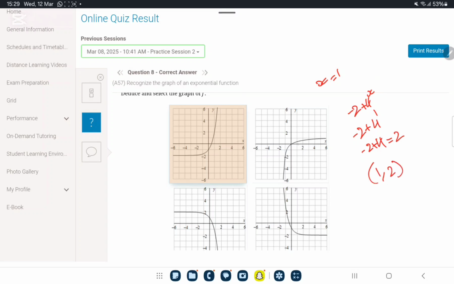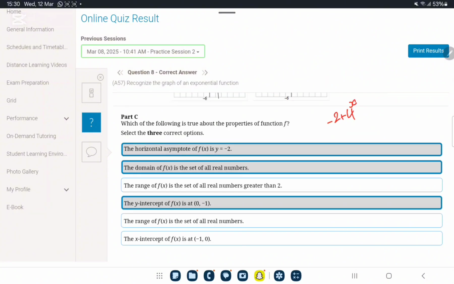You check for the point. (1, 2) here, it's not on the graph, so wrong. (1, 2) here, the graph is wrong. (1, 2), again it's wrong. And then (1, 2), this is the only one that has this point on the graph, so this one is correct.